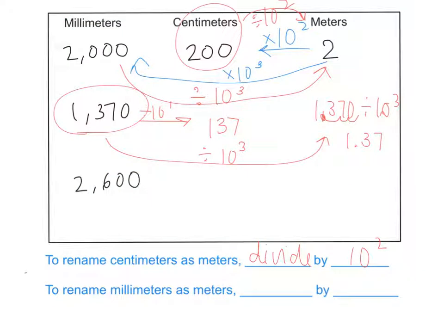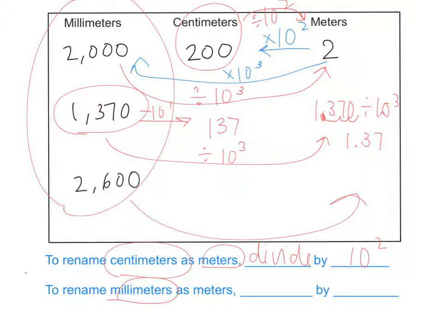Very good. We can see that when we're going the reverse, from smaller units to bigger units, you'll see here centimeters are smaller than meters. When we're going from smaller units to bigger units, we need to divide. So to rename centimeters as meters, we need to divide by 10 to the power of 2. What if we're renaming millimeters over here on our chart as meters? We need to divide by what? 10 to the power of 3.